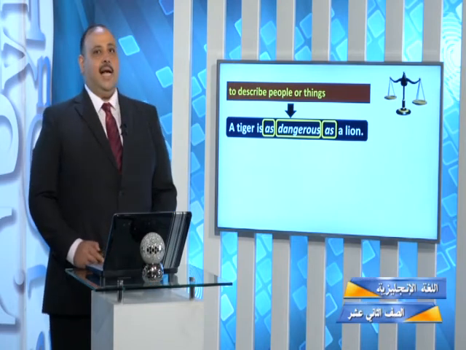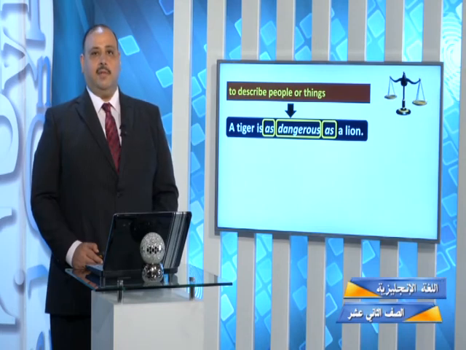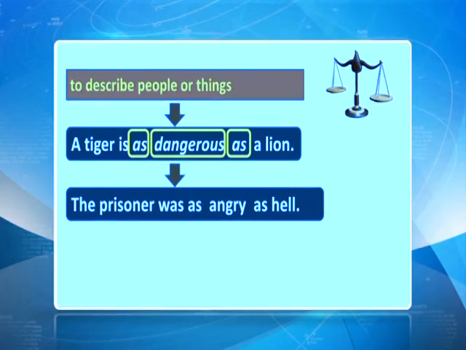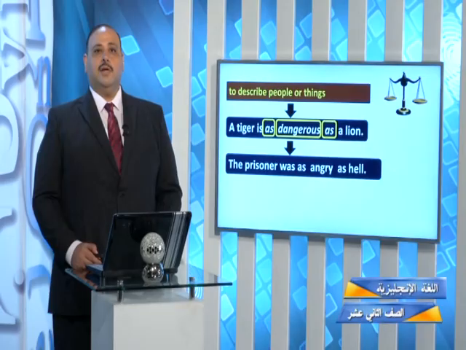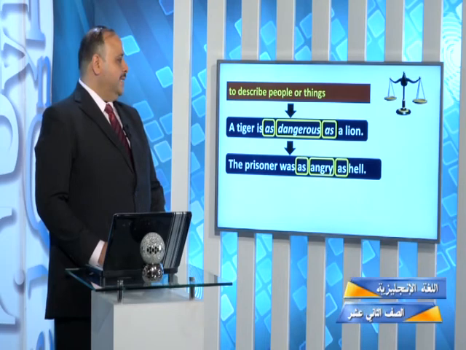Now let's see how we use as, adjective, as to describe people or things. The following example is very clear. The prisoner was as angry as hell. Now the two nouns we have here are the prisoner and hell. As you know the meaning of hell, it refers to extreme heat and fire. So you cannot say a prisoner is just like fire, but we are describing him when he is angry as hell. So we say as angry as.